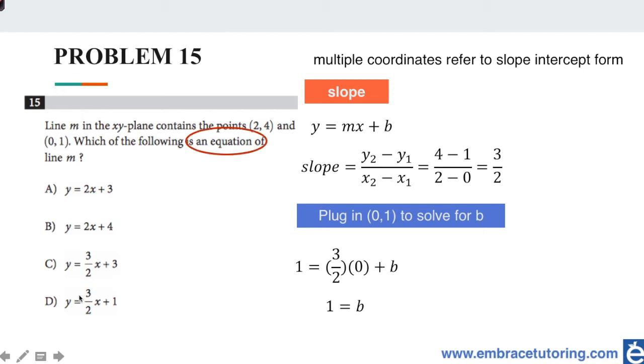So D is still my best answer, but there's a fast way. Just understanding the general idea, or a master tip: whenever they give you coordinates, just be prepared to use your slope formula, y2 minus y1 over x2 minus x1.